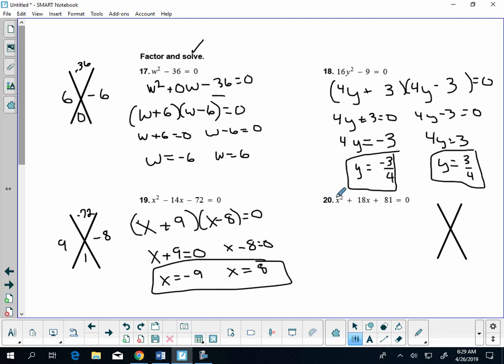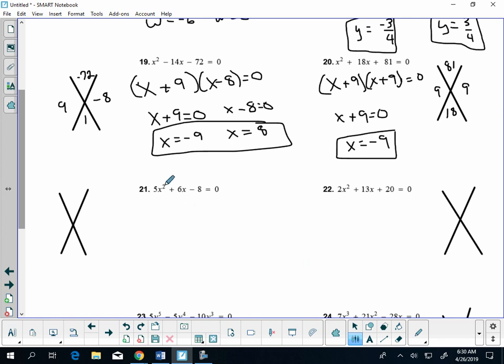Go to my diamond problem because my coefficient is 1. 81, 18. Multiplies to 81, adds to 18. Those two numbers are 9 and 9. So x plus 9, x plus 9. That is what we refer to as a perfect square trinomial, because both factors are the same. Since they're the same, we only really need to do this problem one time. X plus 9 equals 0. Subtract 9 from both sides, and you get negative 9.